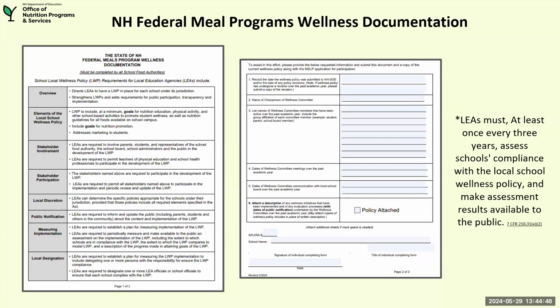If the SFA is required to complete the triennial assessment for school year 24-25 and has not updated their wellness policy for school year 25-26, this may delay the approval of the school year 25-26 NSLP application. If you have any questions or concerns specific to your SAU or RA's wellness policy or triennial assessment, please email our office for any assistance.